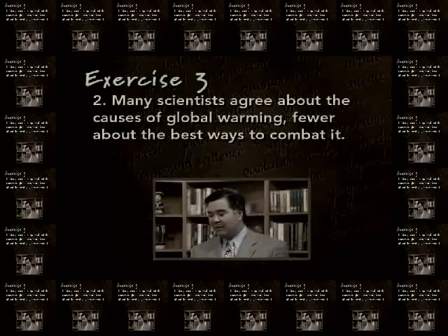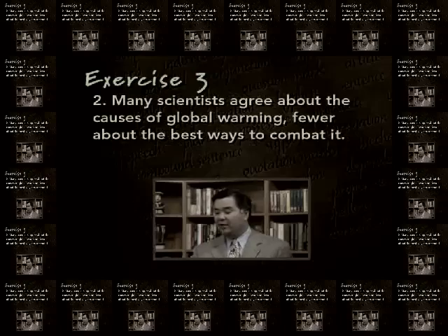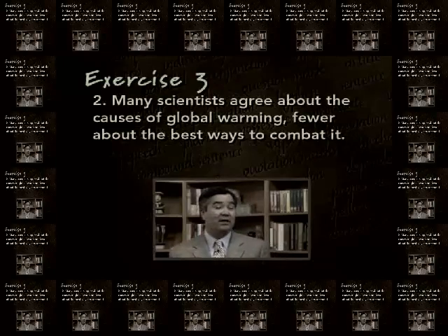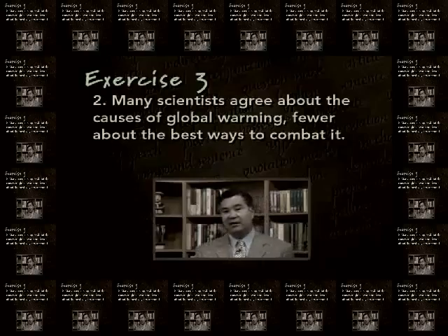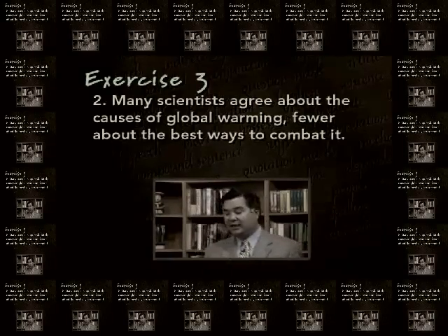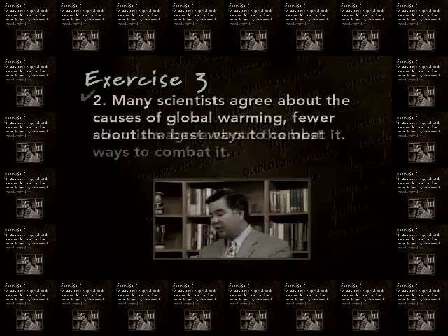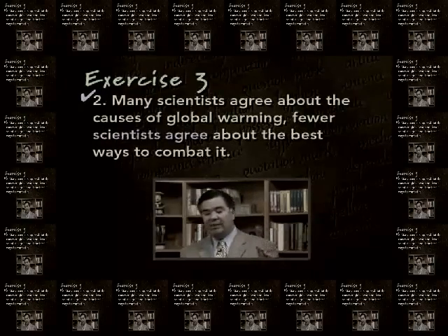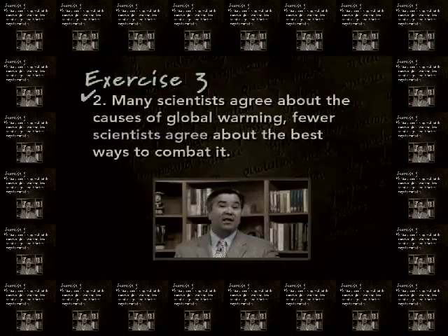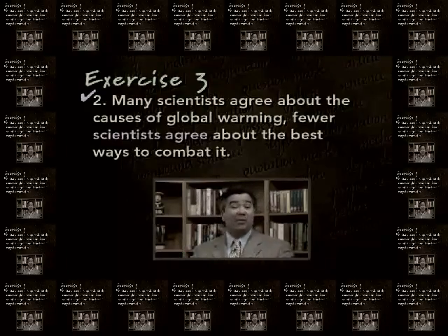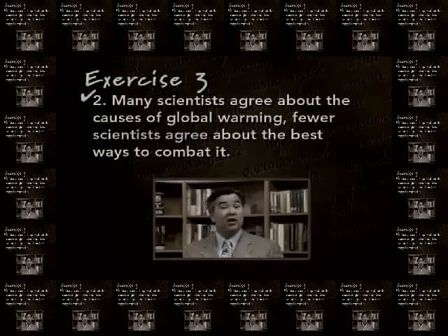Our next example. "Many scientists agree about the causes of global warming, fewer about the best ways to combat it." Here again we have two parallel ideas. The first clause says many scientists agree about the causes of global warming. The second clause says that fewer scientists agree about the best ways to combat it. Now, the way I just said it spells out both clauses at full length. Perfectly understandable, but it's a little bit wordy.